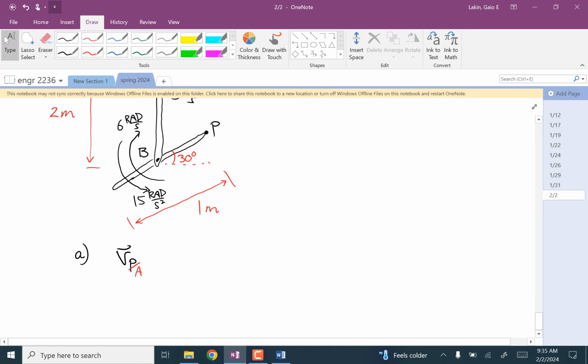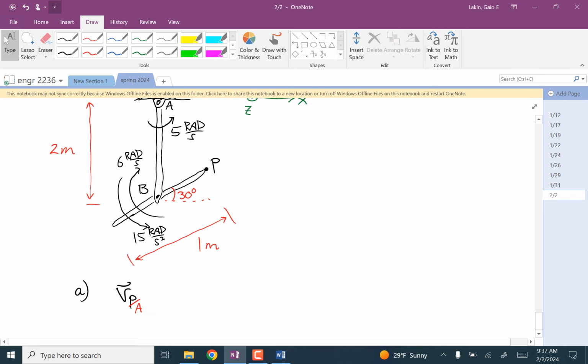So first, let's start by writing out the relative motion equation that we're going to use for this. Okay, so just take 1 minute or something and see if you can write out the relative motion equation that's going to be relevant for this velocity.